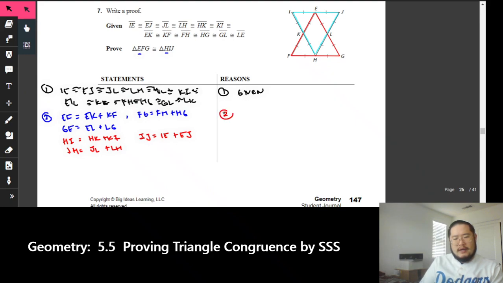So all of this, I can justify by saying this is the segment addition postulate. Remember, two small segments add up together to equal the big segment. So that's what we're going to put for number 2.